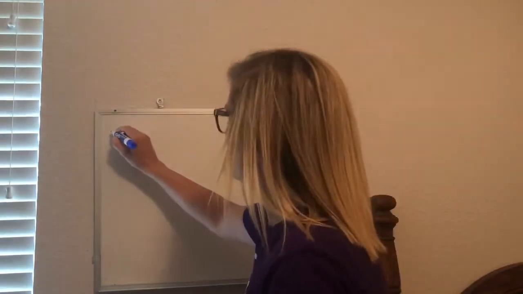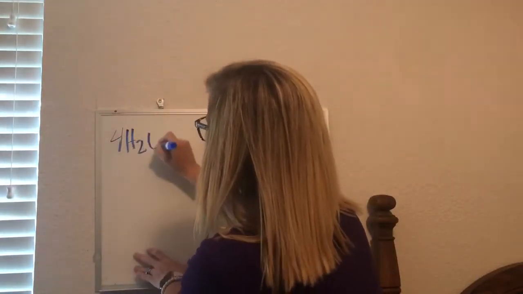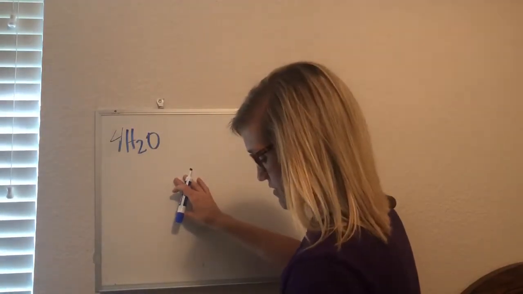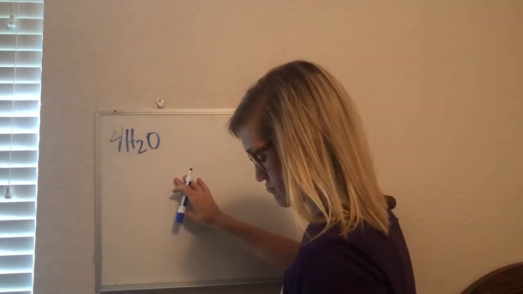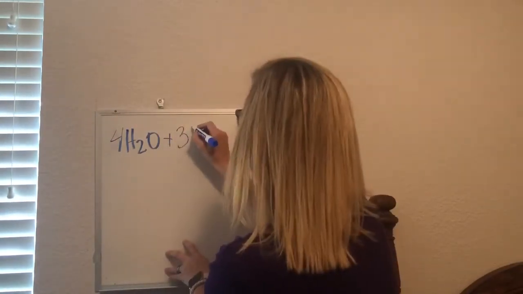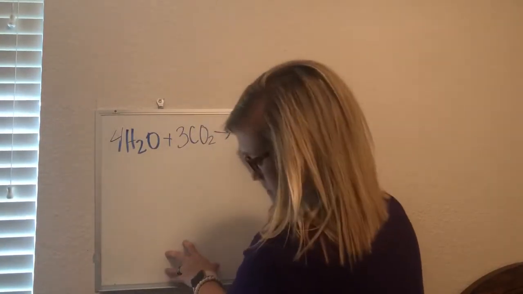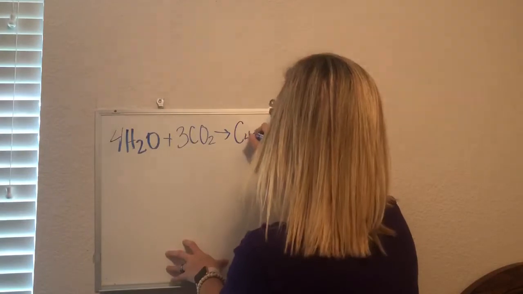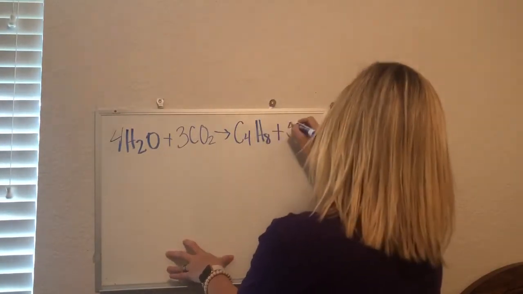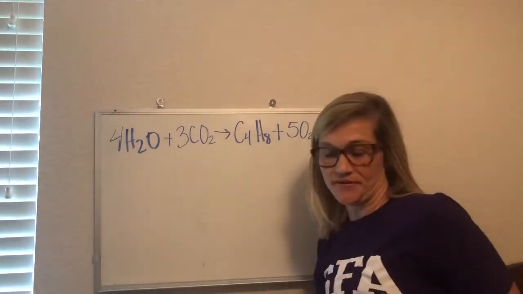so we're going to have 4 H2O plus 3 CO2 yields 2 C4H8 plus 5 O2. Okay, last one.